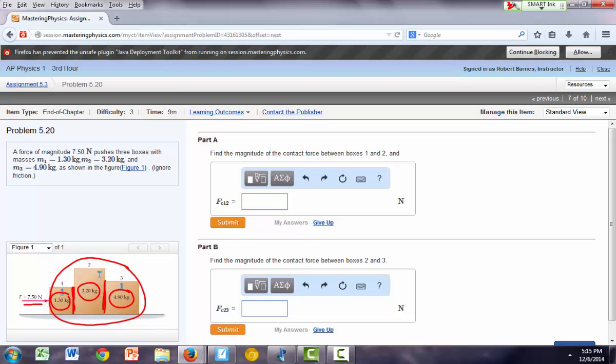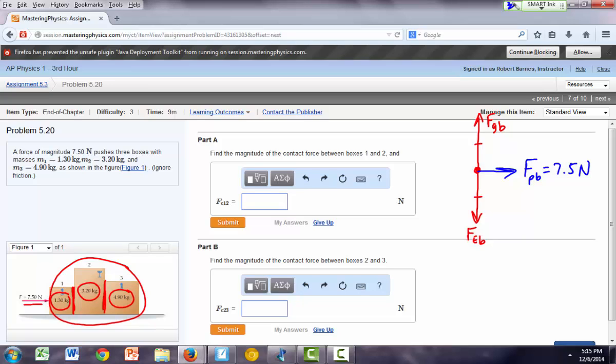So we ignore friction, and we've got an unbalanced force in the x direction. If I drew a force diagram of all three boxes together, I would have the force of the earth on the boxes, I would have the force of the ground on the boxes, which are equal, and then I'd have the unbalanced force, which would be this big push force, I'll say the push on the box of 7.5 newtons.